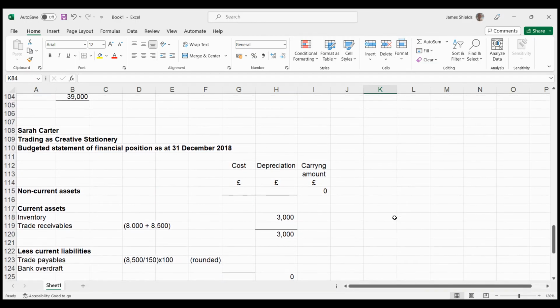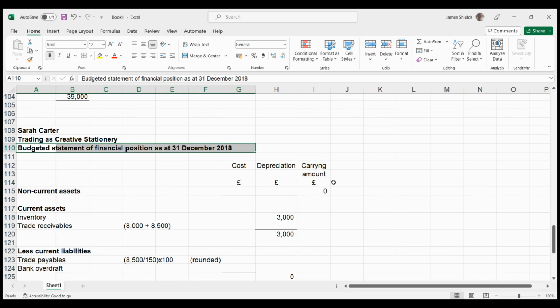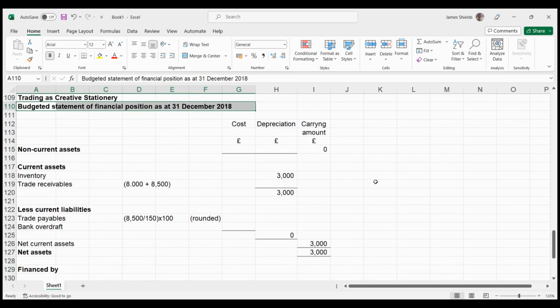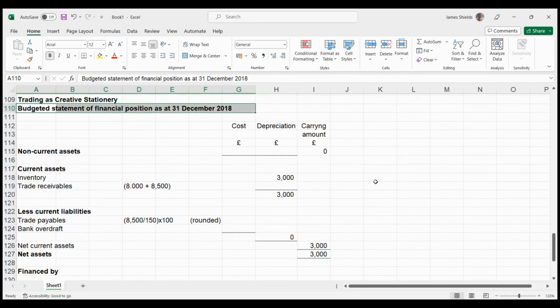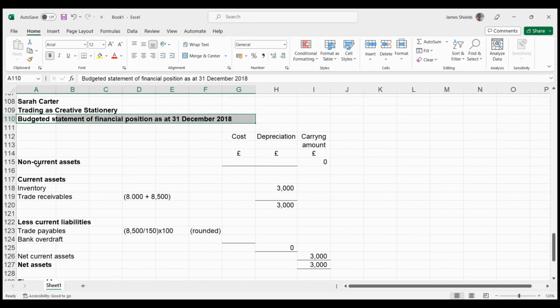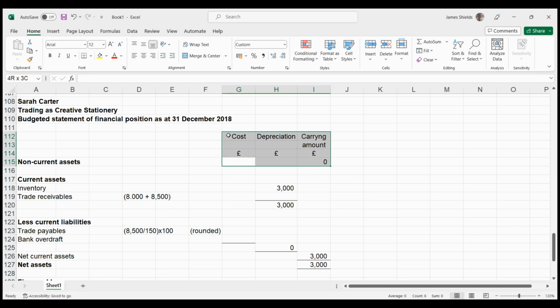Now we've got to do the budgeted statement of financial position as at the 30th of December 2018. So again, the layout to this is very, very similar to what you know from the past. And in this one, there's fewer headings than usual. So non-current assets we start off with. We have our non-current assets right at the top. So here they go. And I'm going to have cost, depreciation, and the carrying amount.